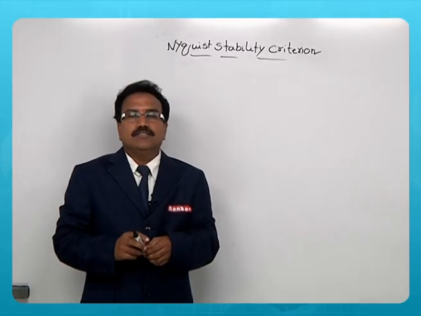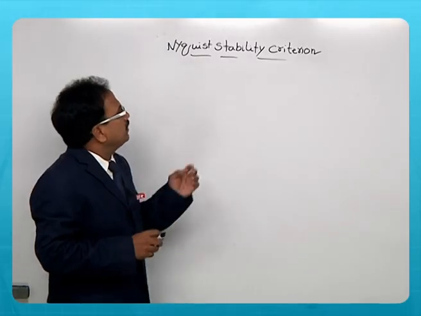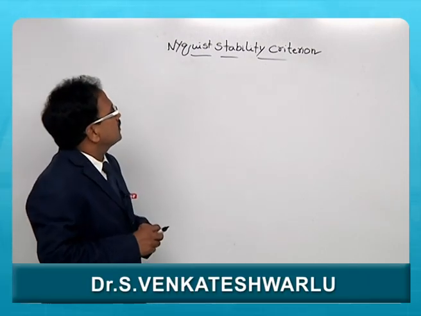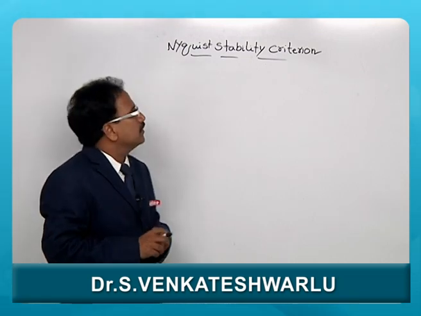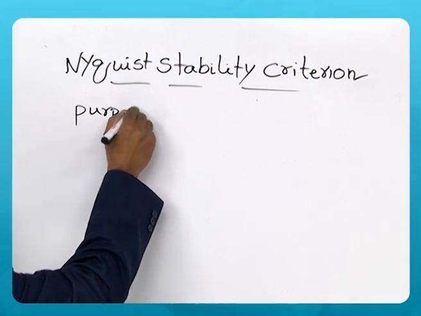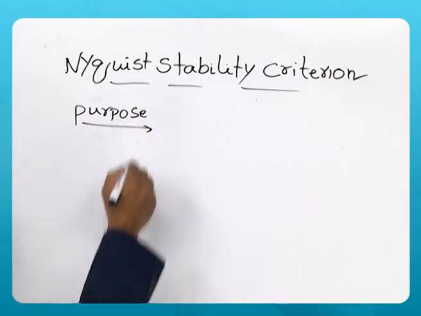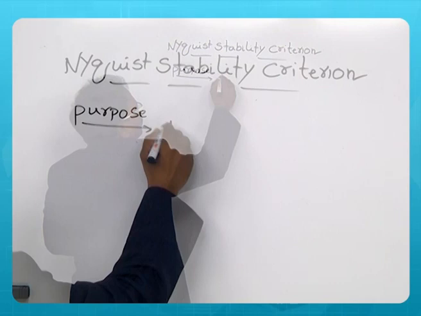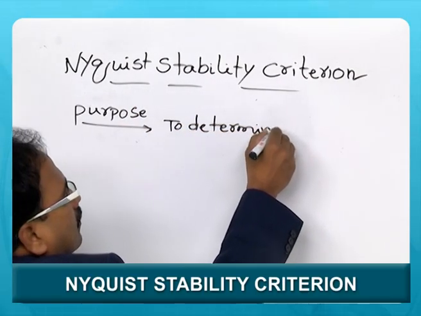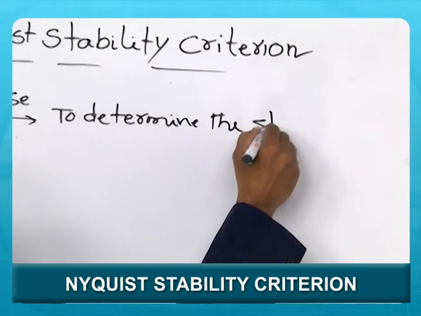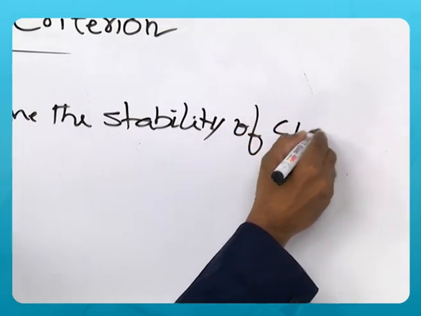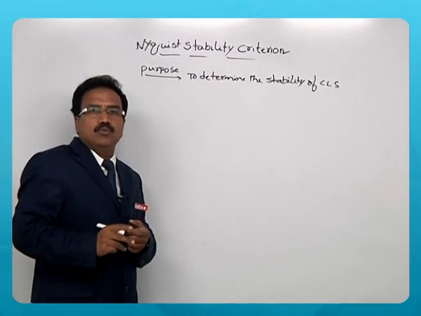Nyquist Stability Criteria is invented by Nyquist, and the Nyquist plot is also called a frequency response plot. The purpose of drawing this plot is to determine the stability of a closed loop system from the given loop transfer function.